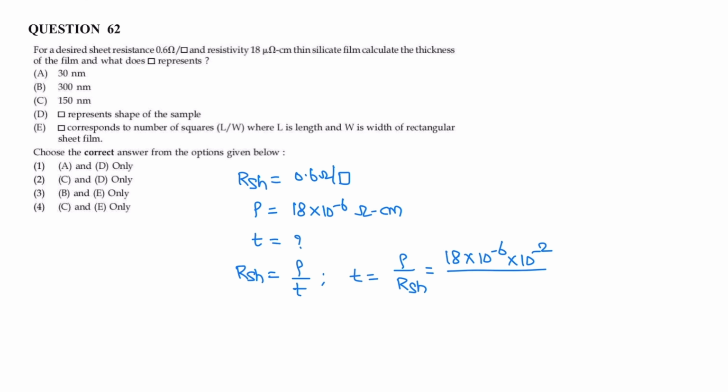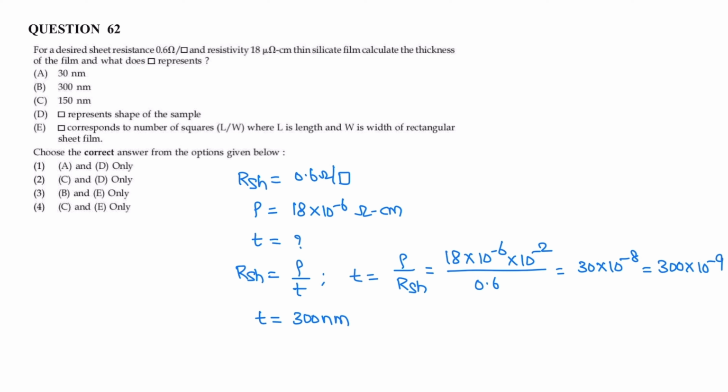So on calculation, its value is 180 by 6, that is 30. 30 into 10 power minus 8, that is 300 into 10 power minus 9. The thickness is 300 nanometers. So the correct option is B.